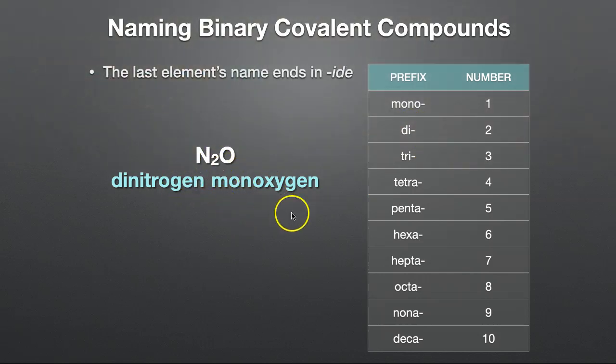Now there's one little last tweak that we make to the name, and it's to do with the second nonmetal. The second nonmetal's name is going to end in IDE, and that usually means you are going to replace the ending that you see with IDE. So instead of dinitrogen monoxygen, we're going to take off the -igen and replace it with -ide. And now we have a really smooth sounding chemical name, dinitrogen monoxide.